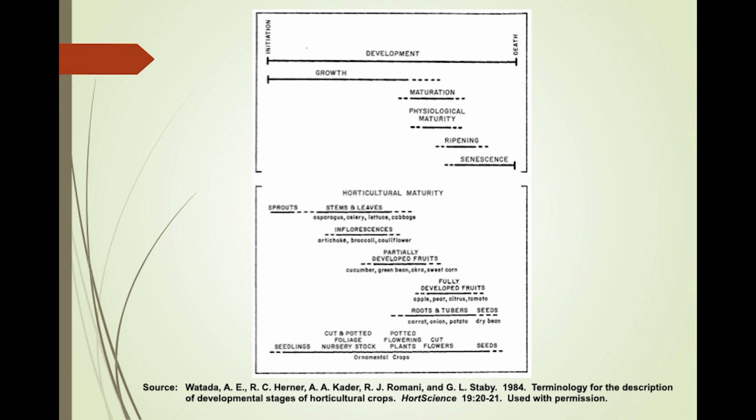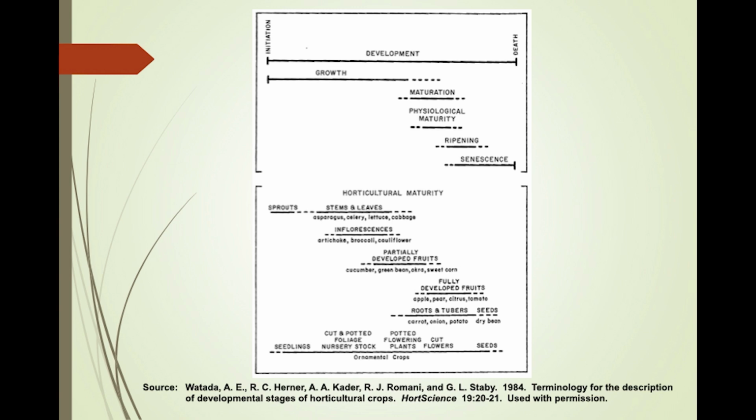Let's look at this development line up above. It coincides with all these plant parts below. Early on, we have sprouts. Think of broccoli sprouts or alfalfa sprouts, which are recently germinated seedlings. We consume stems and leaves. Think of asparagus, celery, lettuce, and cabbage. We eat inflorescences, such as artichokes, which are flower buds, broccoli, and cauliflower.